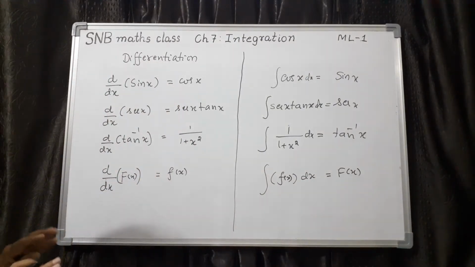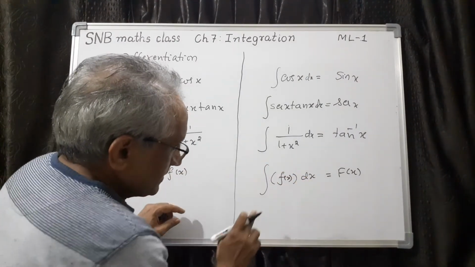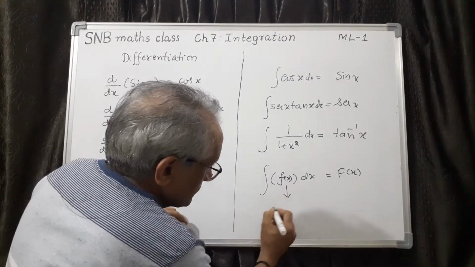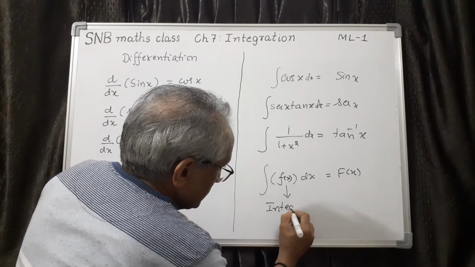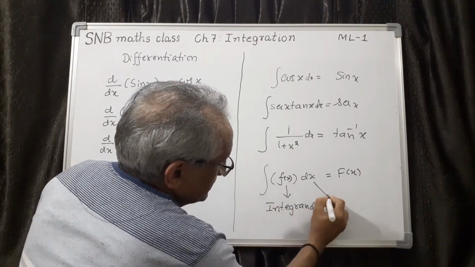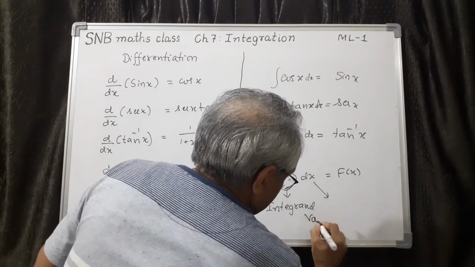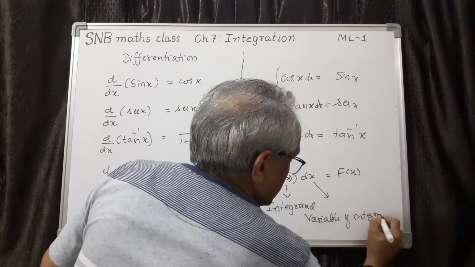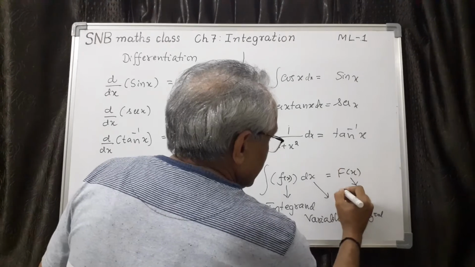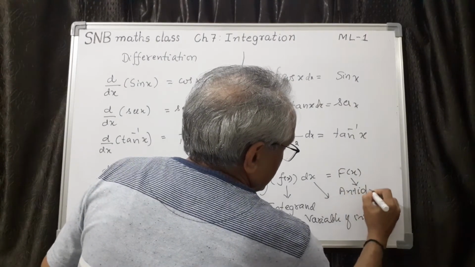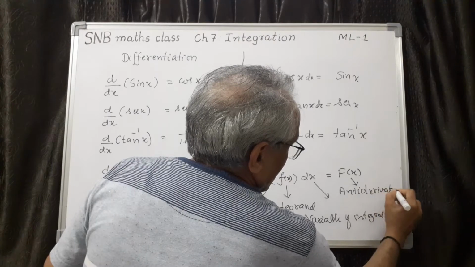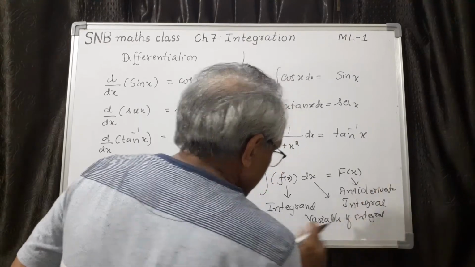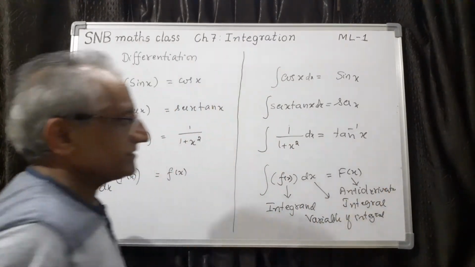Now we have to understand some of the parts of this. This is of course the symbol of integration. This function is called the integrand. And this is called the variable of integration. And this is called the antiderivative, or it can also be called the integral. So these are the terms.